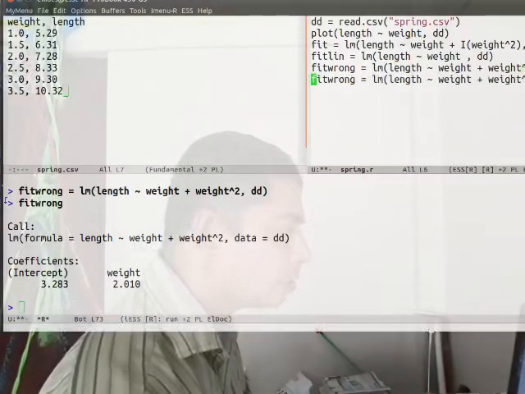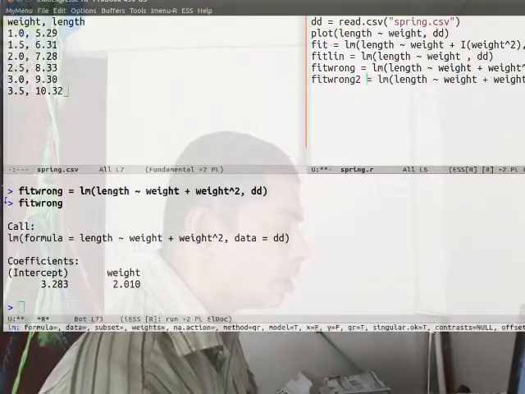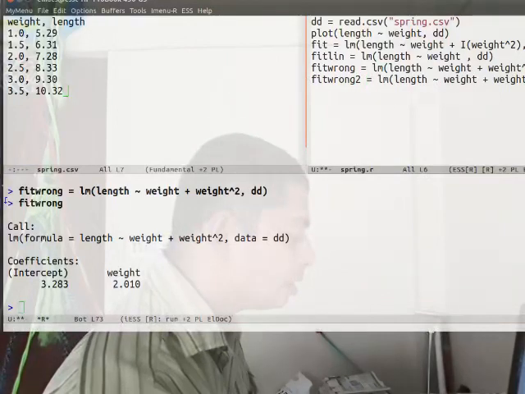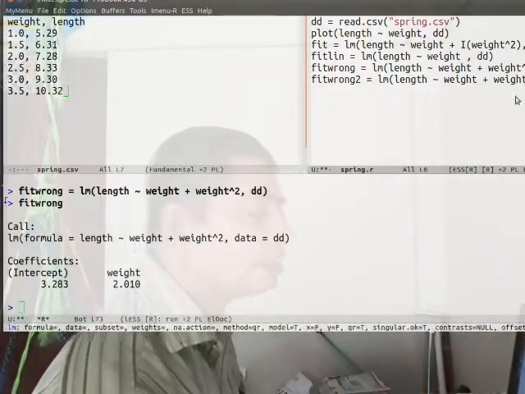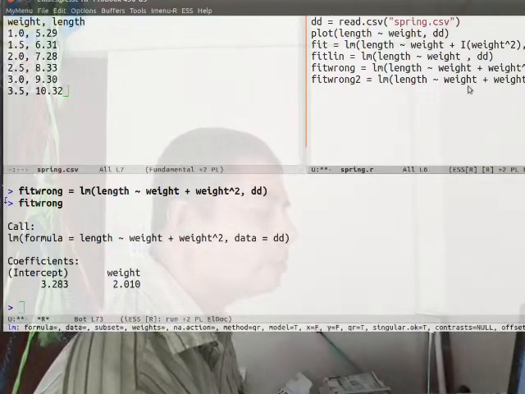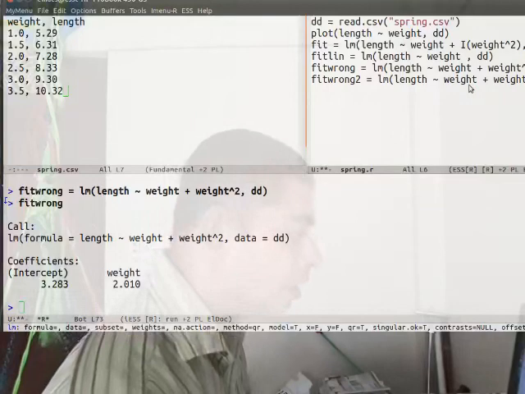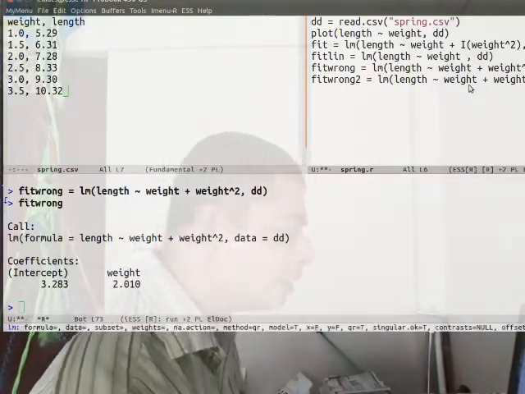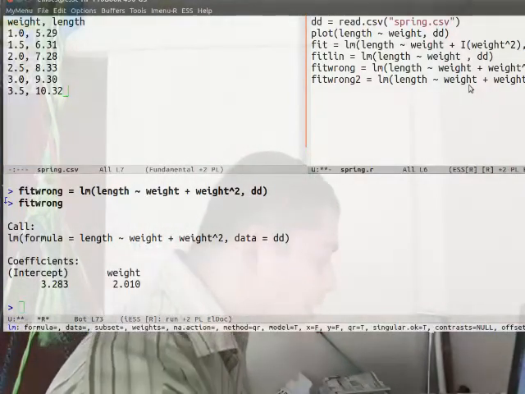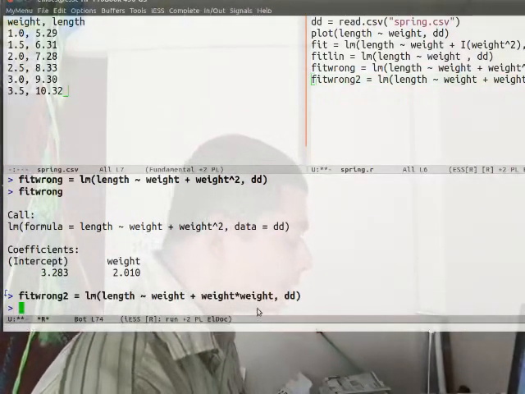So I will call it fit wrong 2, and weight times weight. You will see still weight times weight will be weight itself, that plus weight will again be weight itself, somewhat like a Boolean operation. Now why it does it in this way is something that we'll understand later. So let's try this one out, and you will find that still you will get the same old story.